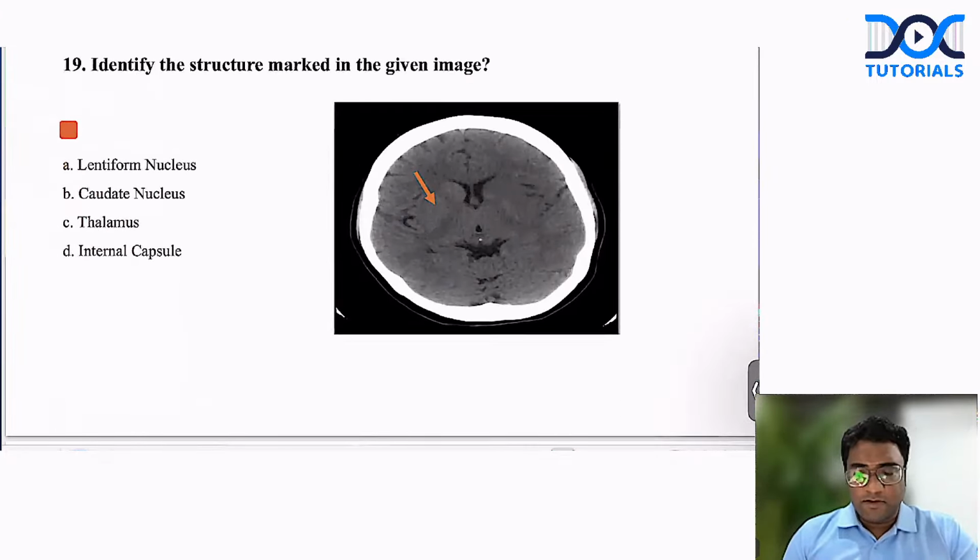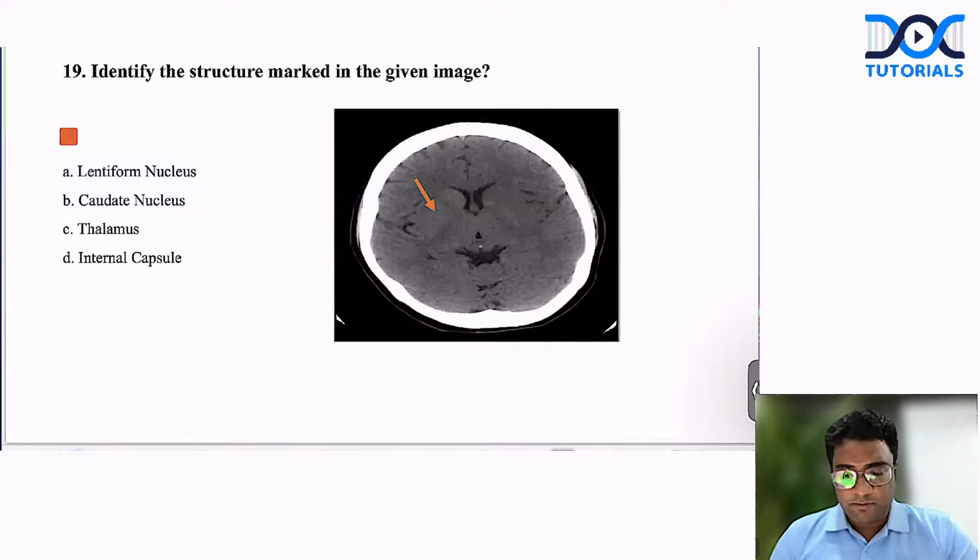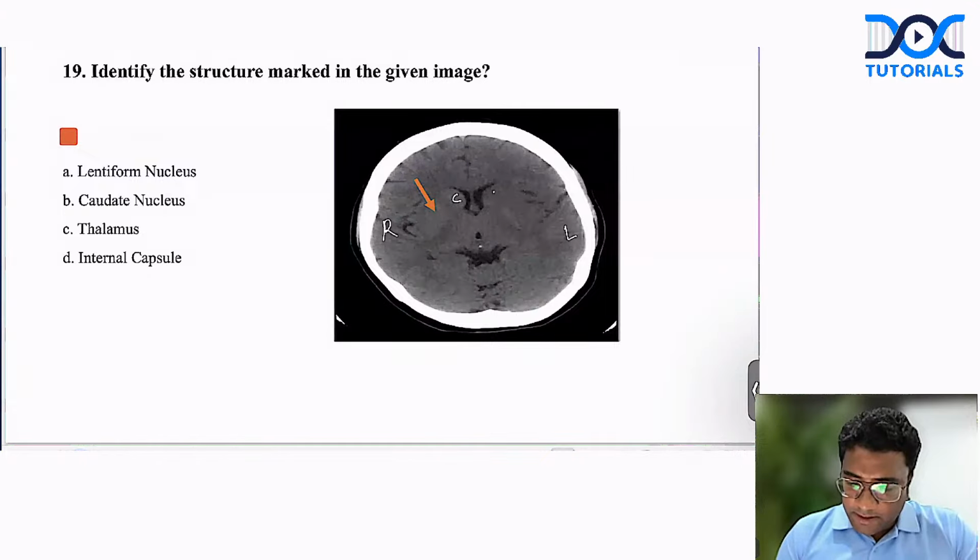Okay, it's a radiological anatomy image, a simple image. Can you tell me what is marked by the given arrow? Identify the marked structure. So this is the right side, this is the left side. This is the caudate nucleus abutting the frontal horn of the lateral ventricle. The black slit-like area is the third ventricle. On either side of the third ventricle, you see the thalamus.